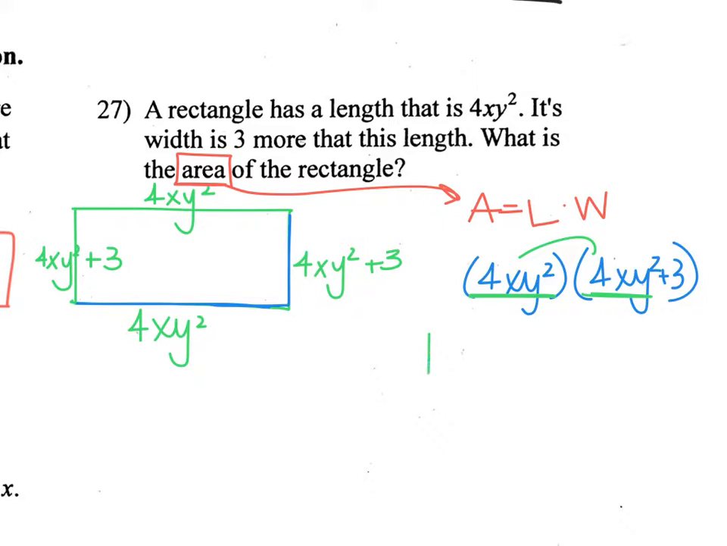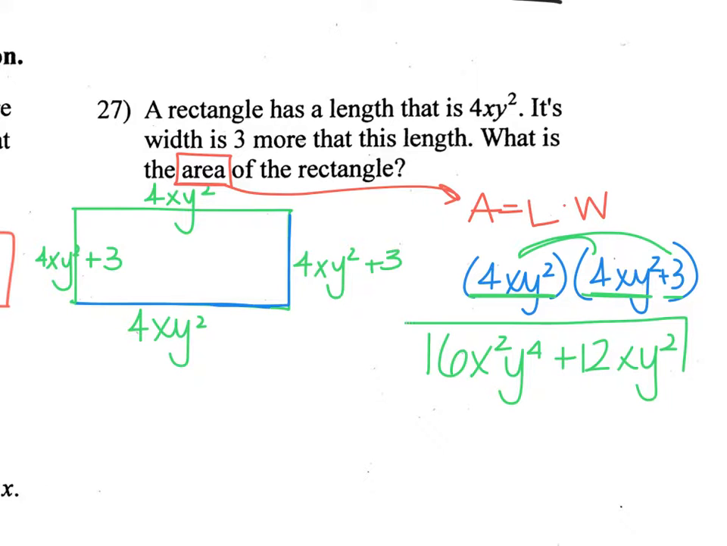So that's 4 times 4 is 16. X times x is x squared. Y squared times y squared is y to the 4th. And then I'm going to multiply that term again by 3. So that's going to be plus 12xy squared. So really you just need to know that with area, we're going to be doing length times width. So you're multiplying the 2 components, whereas perimeter is to add the 2 components together.